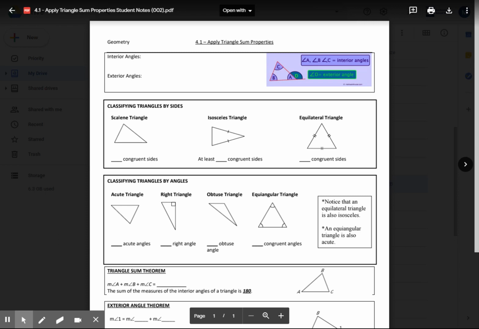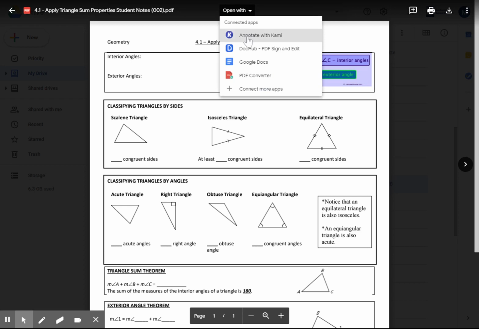Once you have it opened inside your Google Drive, you should be able to open with, and I have the Cami Chrome extension. If you don't have the Cami Chrome extension, you need to go to the Chrome Web Store and search that out and then load it up so that you can also open it with Cami.